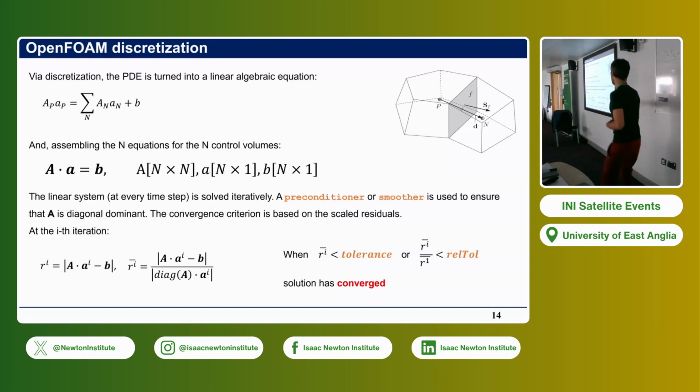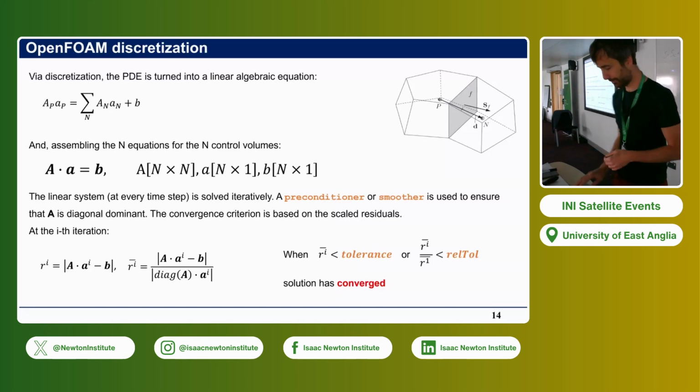You can put rel_tol to 0, and it will only look at the residual threshold, the absolute tolerance.